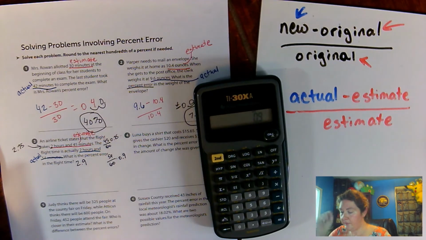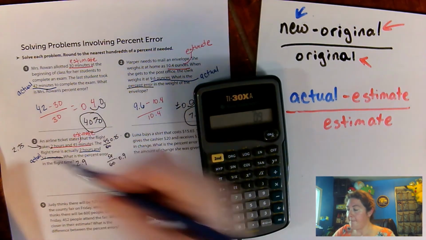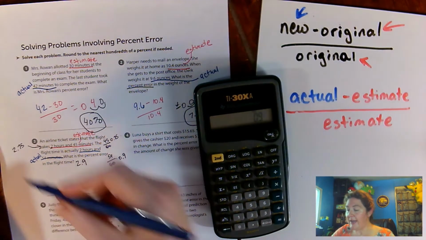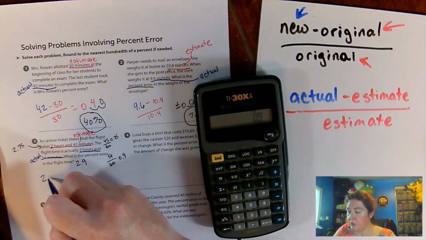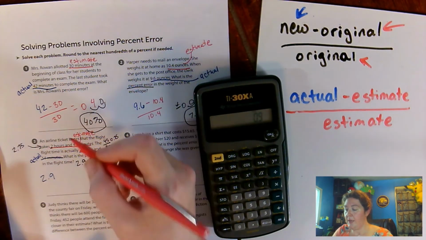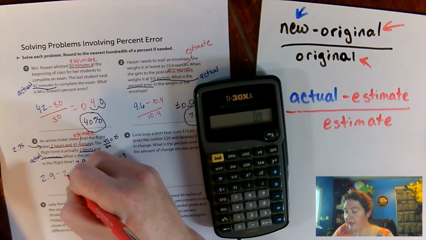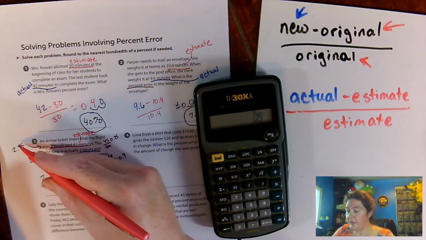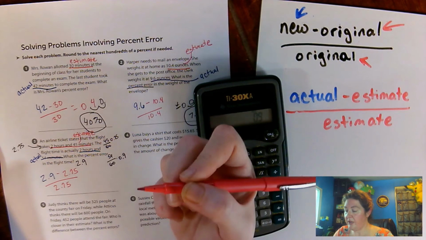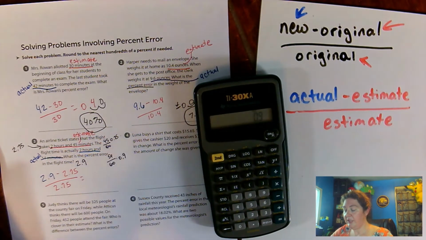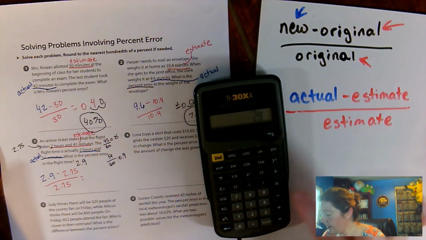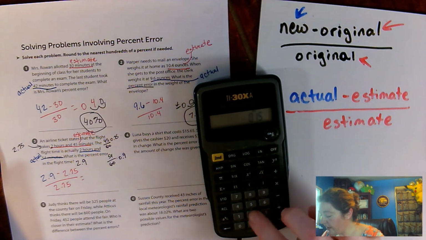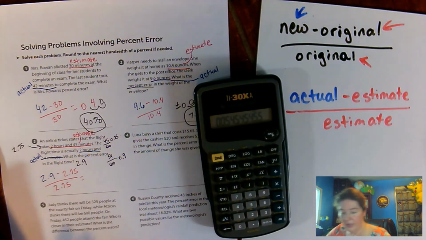Alright, so here we go. Let's set up our problem. My actual minus estimate divided by estimate. Alright, actual, I'm going to use this one, 2.9. My estimate, I'm going to use this one, minus 2.75, divided by my estimate of 2.75. So let's put this in our handy dandy calculator. 2.9 minus 2.75 divided by 2.75, and I get a whole bunch of numbers.